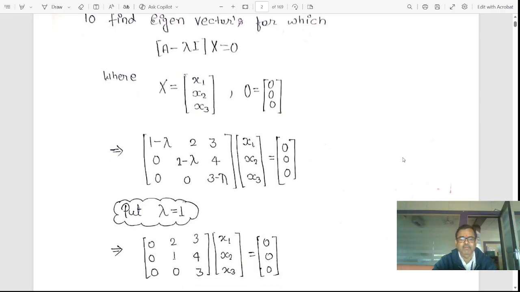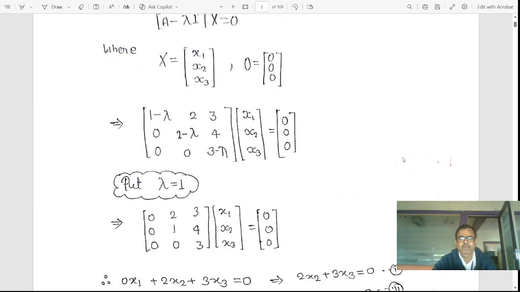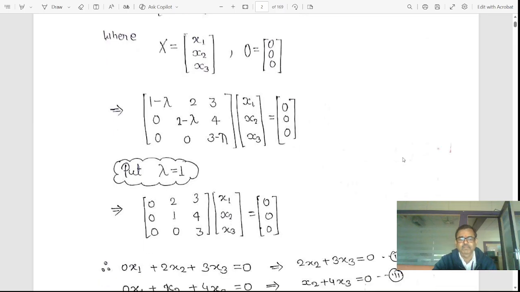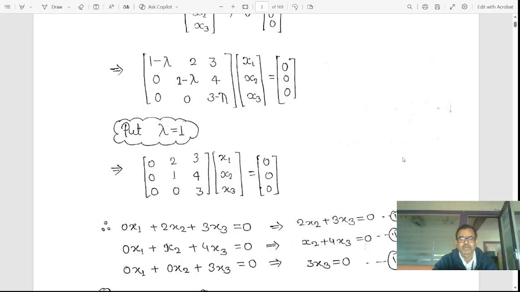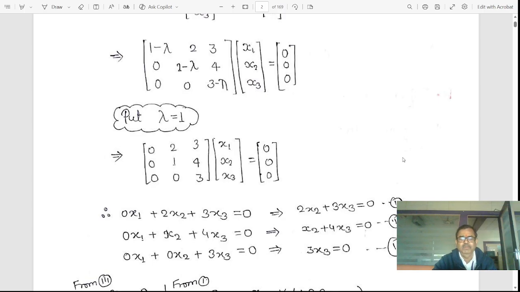So first we put lambda equal to 1. So it becomes 0, 2, 3, 0, 1, 4, 0, 0, 3, times x1, x2, x3 equal to the null matrix 0, 0, 0. Now after multiplication it becomes 0 into x1 plus 2x2 plus 3x3 equal to 0. That means 2x2 plus 3x3 equal to 0. That is equation number 1. Again, 0 into x1, 1 into x2 plus 4 into x3 equal to 0. It becomes x2 plus 4x3 equal to 0.